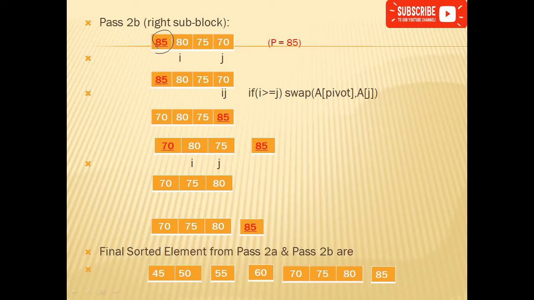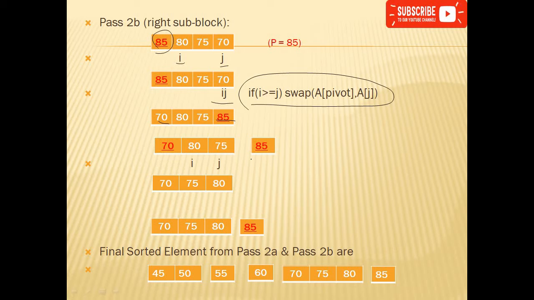So i is pointed to 80, j is pointed to 70. j itself is satisfied, but I need to find an element above 85, and I didn't find anything. That's why I reached here, and it is the ending index. So as per our quick sort algorithm, if i is greater than or equal to j, then swap A of pivot with A of j. We just need to perform swapping. So 85 will be swapped with 70 and 85 will come here.